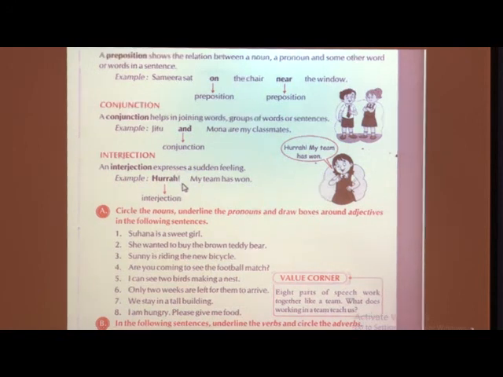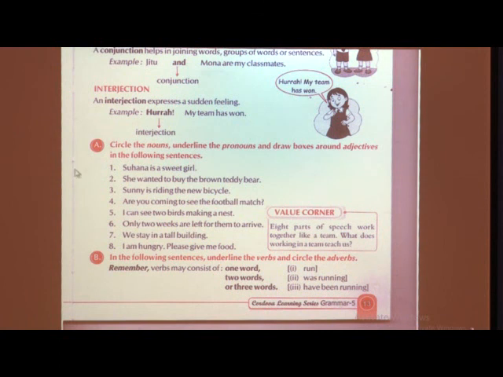Now children, we will move to the exercise over here. What they have given, see, exercise A: circle the nouns, underline the pronouns and draw boxes around adjectives in the following sentence.